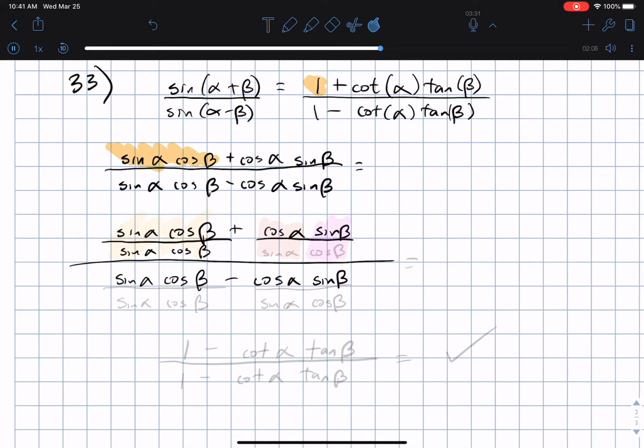But whatever you do to one thing in a fraction, you got to do to all the things. Sine alpha cos beta, sine alpha cos beta. Oh my gosh, what did I just do? Okay, so this one up here is just 1. That was how we designed this. We wanted it to be 1 up there, so that's going to be a 1.